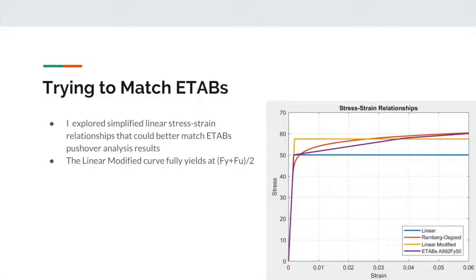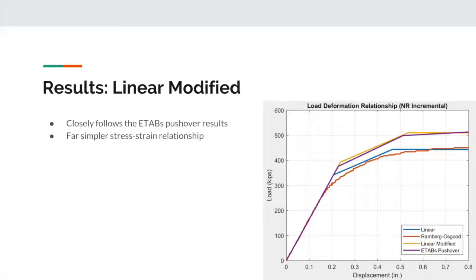I wanted to do a little bit of exploring to see why ETABS was yielding after what would seem to be 50 ksi. So I created a few different equations, and you can see the linear modified equation here is the one I ended up going with to try to match the pushover analysis from ETABS. Instead of doing full yield at 50 ksi, I took the average of the yield and ultimate stress. When running my linear modified equation, we can see that it closely follows the ETABS pushover results pretty well. You can see the purple line is the ETABS pushover and the yellow line is the linear modified, and they're almost right on top of each other. It's pretty interesting that I was able to capture this with a far simpler stress-strain relationship.